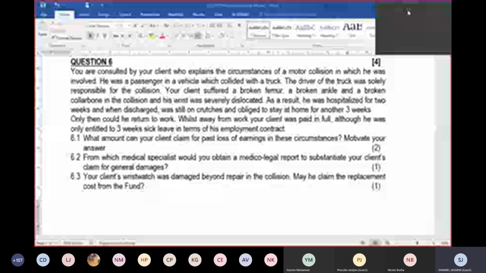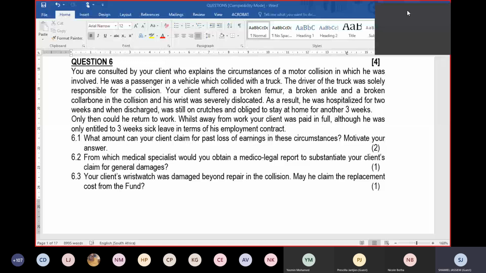So they're saying the client was off sick for 2 weeks and he was discharged and he stayed at home for another 3 weeks. So the client was off from work for 5 weeks. His company paid him in full for the entire 5 weeks. However, in terms of his employment contract, he was only entitled to 3 weeks sick leave. The question is, what amount can your client claim for past loss of earnings in these circumstances?